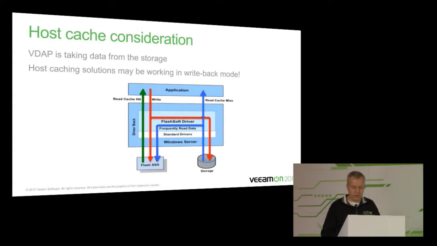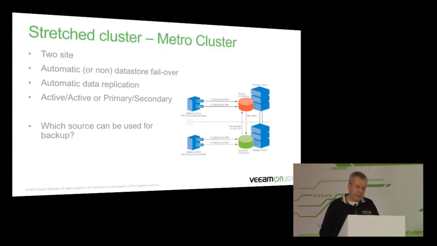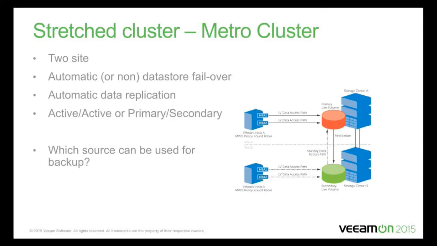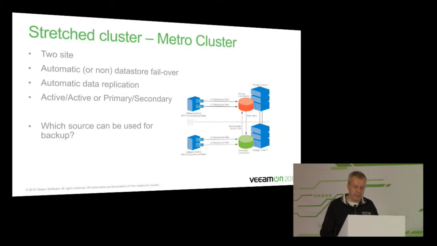For a Metro cluster, it just goes fast, but potentially you can take the data from the secondary. It depends on whether it is active, or active primary, secondary. But the backup program can take the data from the best storage, depending on the queue of the requests and so on. But again, you have to work on this or check compatibility for this.